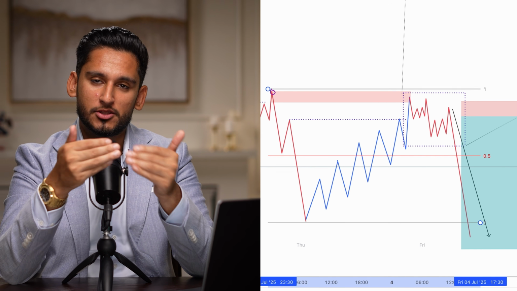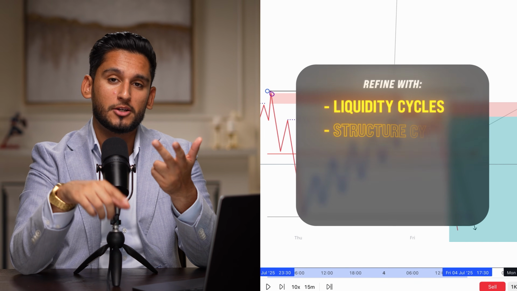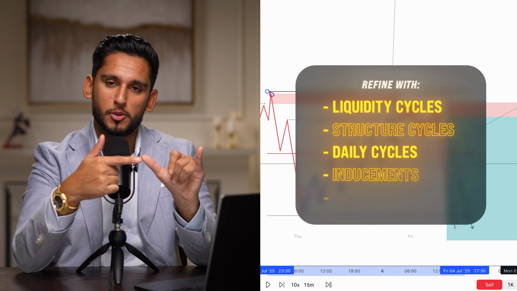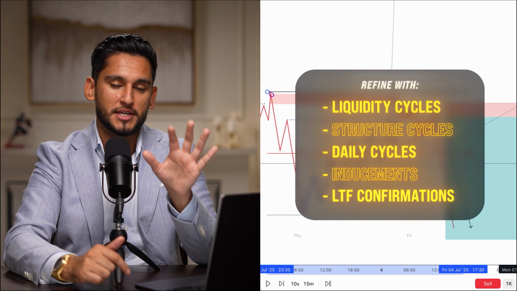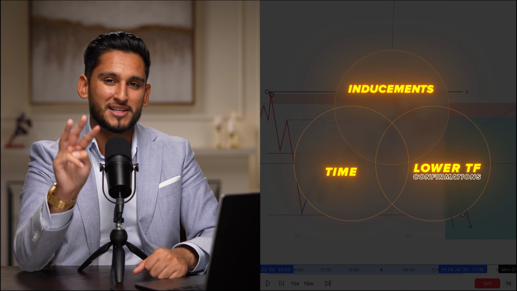But obviously refine it with inducements and market structure on a lower time frame, with liquidity cycles, structure cycles, and daily cycles with inducement and lower time frame confirmation. My 5 most important things, but most importantly, my trinity of time, lower time frame confirmations, and inducements. The 3 things I always preach.